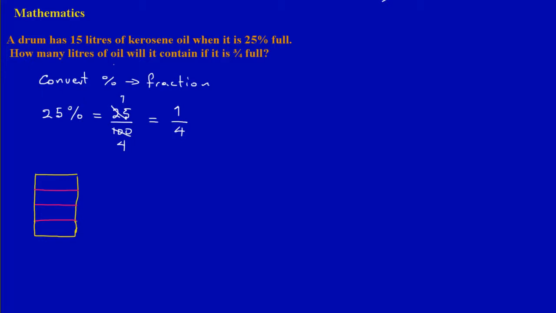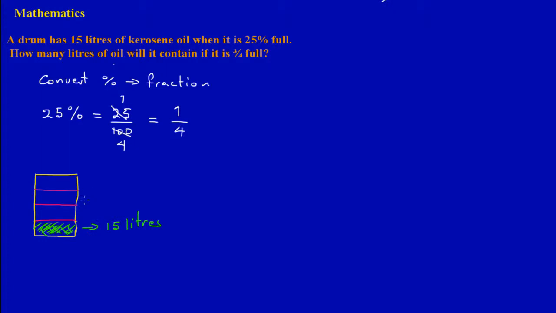Now they're saying when 1 out of 4 of these parts is filled, it contains 15 liters of oil. So let's fill in our quarter. This is the amount of oil when a quarter or 25% of my drum is full. So this amount here represents 15 liters, because they are saying when 15 liters is inside this drum, then a quarter of the drum is full.